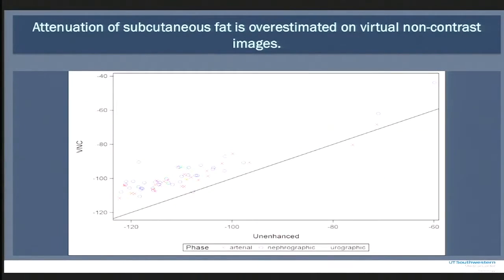To further investigate the attenuation of fat, we plotted the virtual non-contrast images relative to the unenhanced images. We expect a one-to-one correlation if the virtual non-contrast images are working correctly. However, we see that the data points are shifted towards the virtual non-contrast, consistent with the increase of 10 Hounsfield units we saw in the other data. And it looks to be a systematic variation.